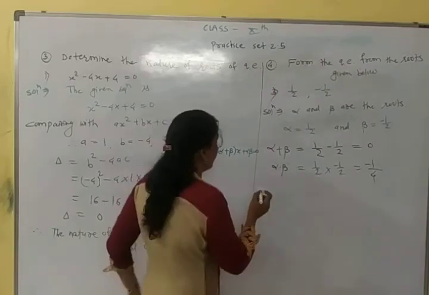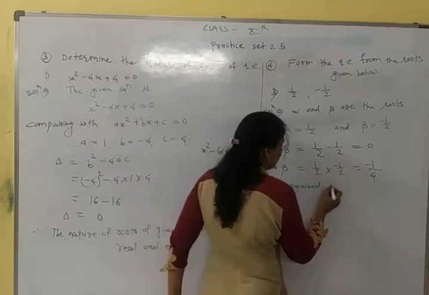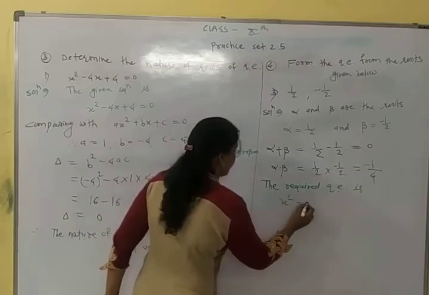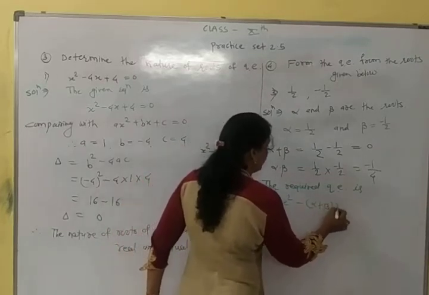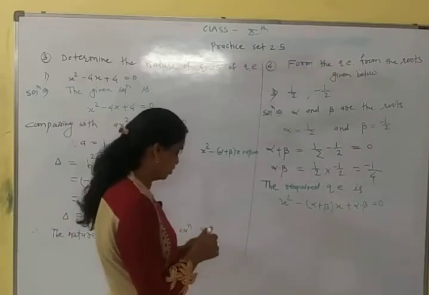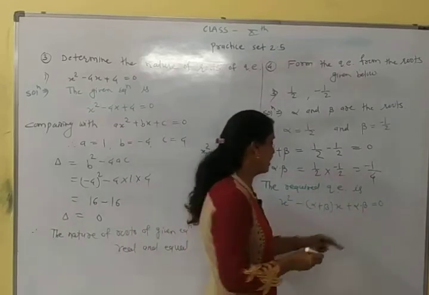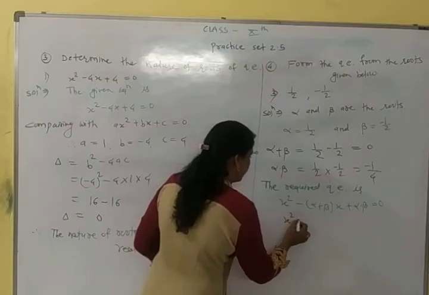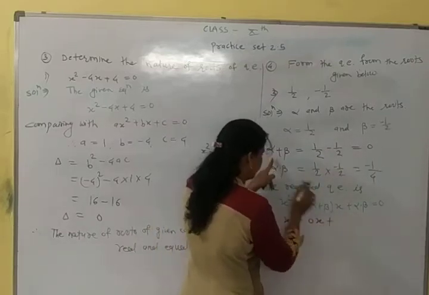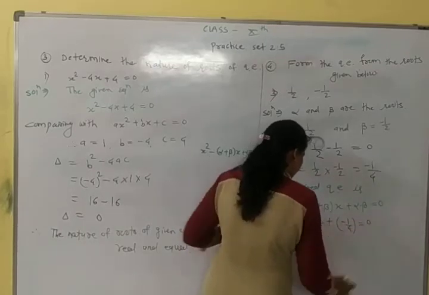Therefore the required quadratic equation is, what is the equation? That is x square minus (alpha plus beta) into x plus alpha into beta equal to 0. This is our required quadratic equation. Put the value of alpha plus beta and alpha into beta. Then x square minus (alpha plus beta is 0) 0x plus alpha into beta is minus 1 by 4 in the bracket, minus 1 by 4 equal to 0.